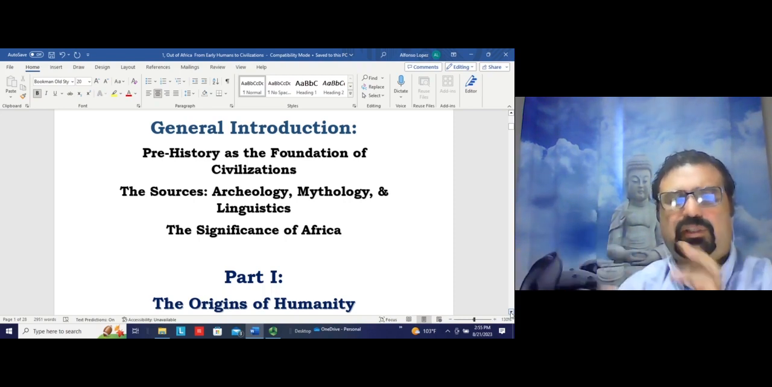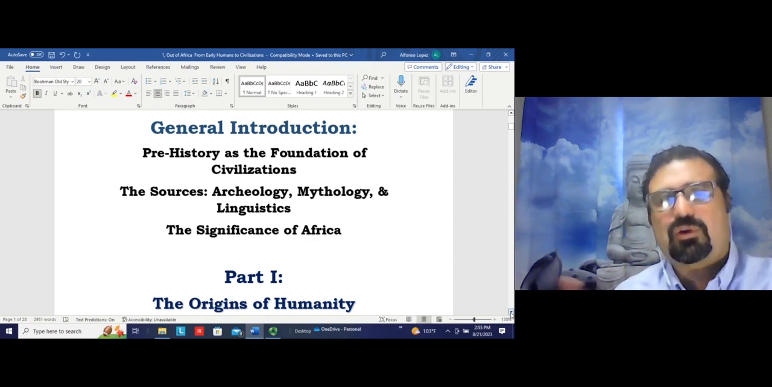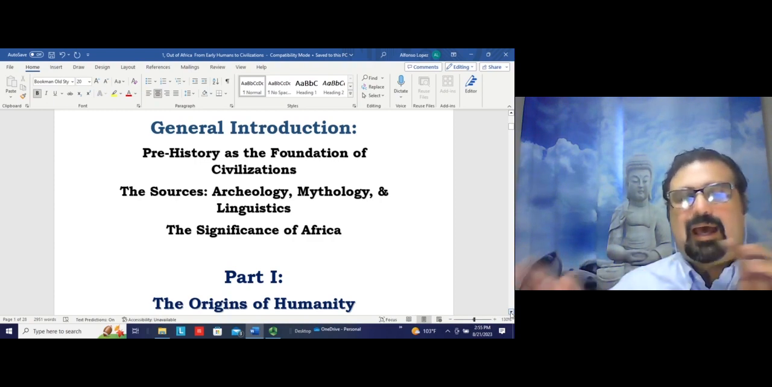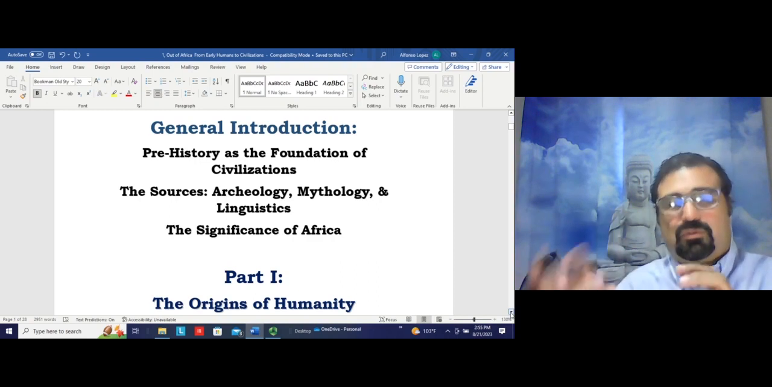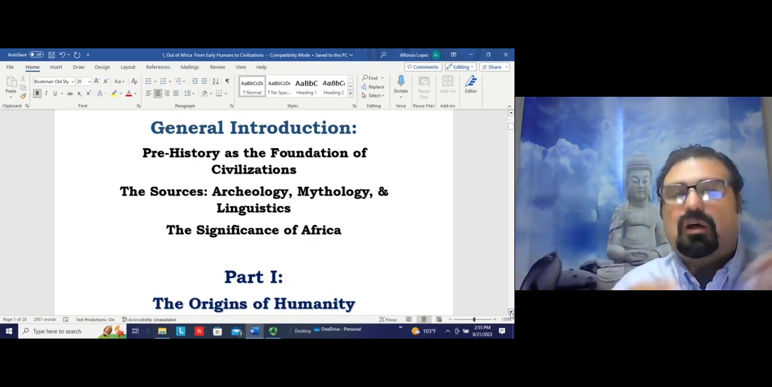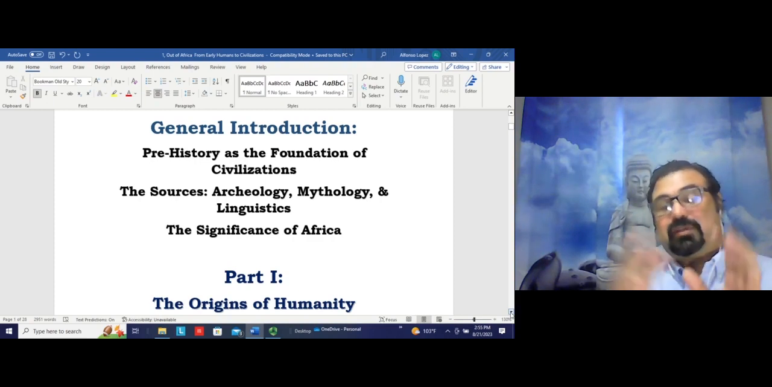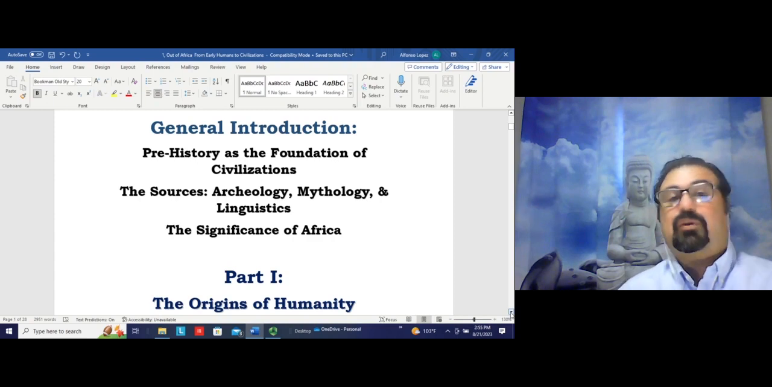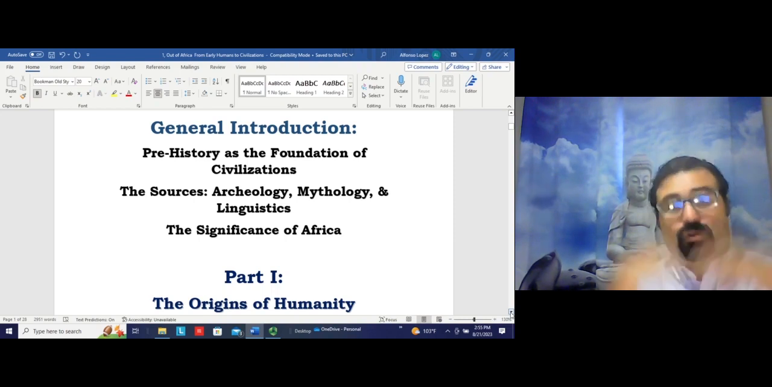So again, linguistics enables us to trace the origins of certain groups back in time by looking at the structure, the words, the similarities, and how certain languages are offshoots of others. You can actually create a family tree, in other words, and you can trace the history of an entire people and their migrations as well by looking at the trails of those languages across time and space. So those are the sources.